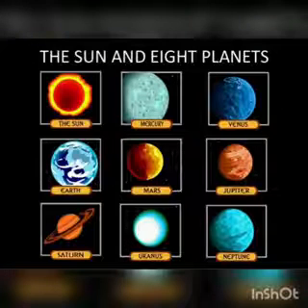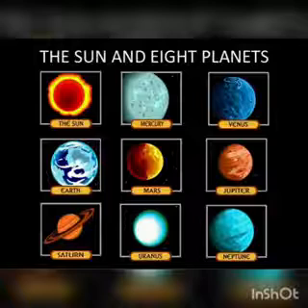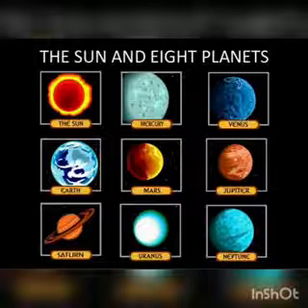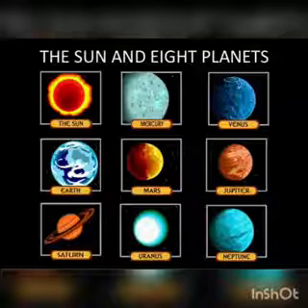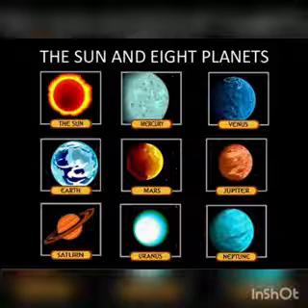The sun's family. A planet is a huge object that goes around a star. They do not have their own light. The sun and its 8 planets belong to the solar system. The earth is one of these planets.